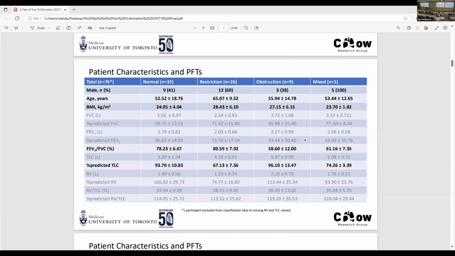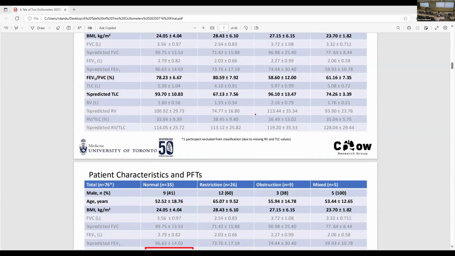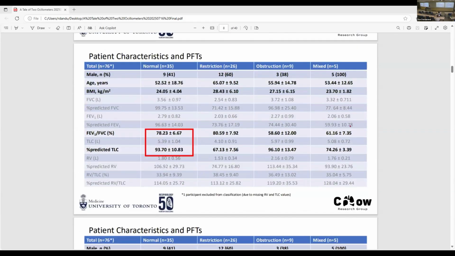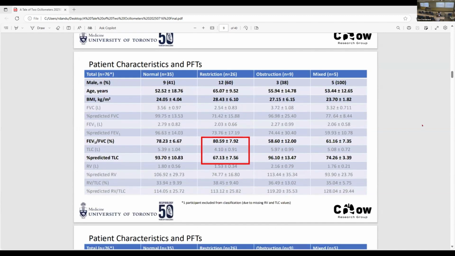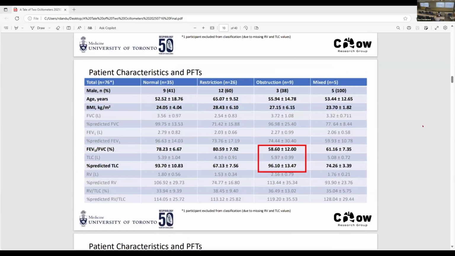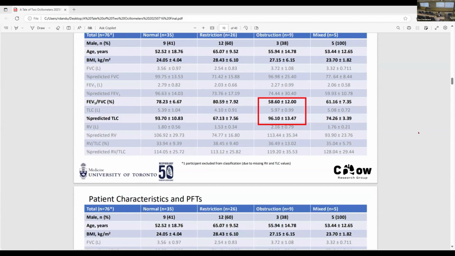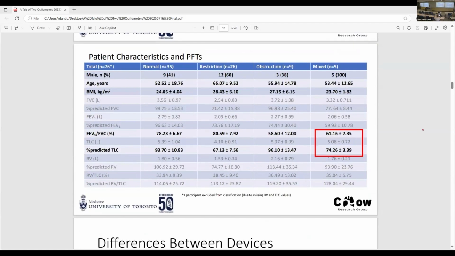Each of the participants in the study conducted regular PFTs after the oscillometry testing, and of the 76 total patients, 35 were classified with normal lung function with an average FEV1 over FVC of 78%. 26 participants were found to have restricted lung function with an average predicted TLC value of 67%. 9 participants were found to have obstructed lung function with an average FEV1 over FVC of 58%, and 5 patients were found to have mixed lung function with an average FEV1 over FVC of 61% and an average predicted TLC of 74%.